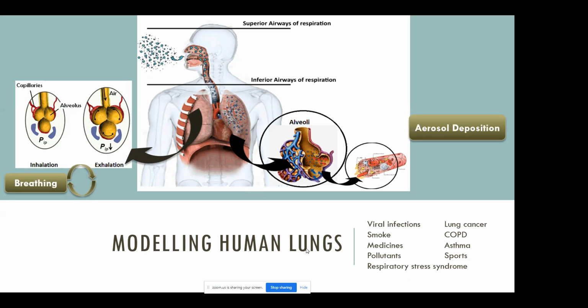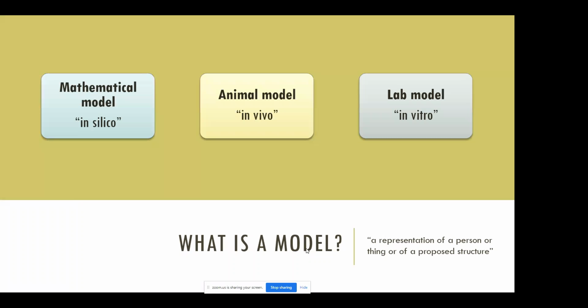So we use a lot of different types of models to try and understand how the lungs work and how they get ill. And if we look at models in biomedical engineering, we can define a model. Basically, a model is a representation of reality. It's something that we use to try and understand what's happening in the real world, to try and predict what happens. And there are different types of models.